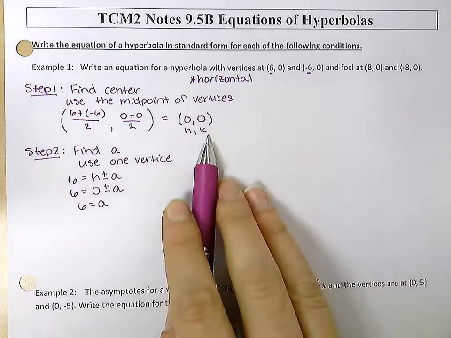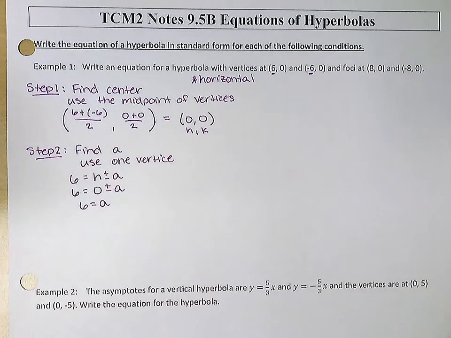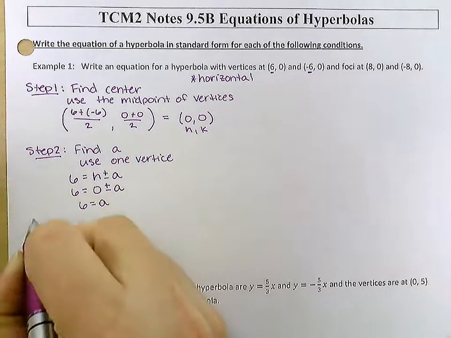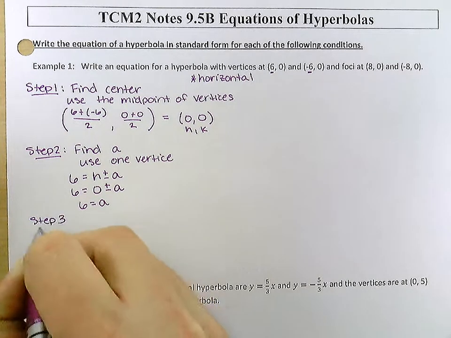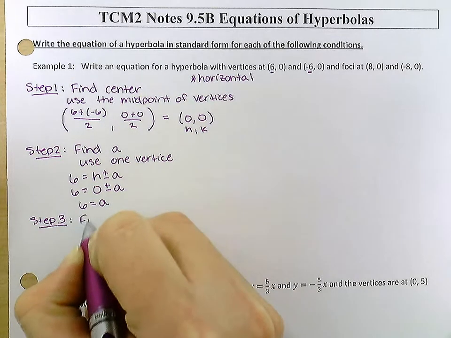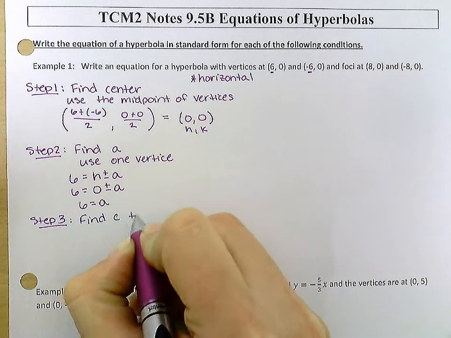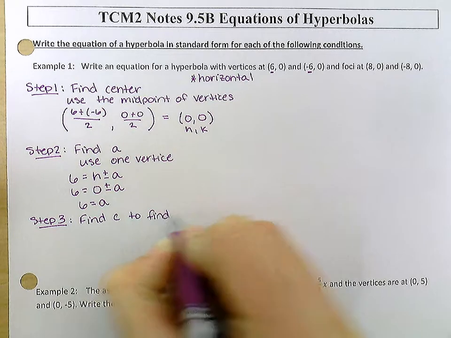Okay, so now I have h, k, and a. Now I need to find b. However, I'm given the foci points, not the co-vertices. So I have to use those foci points to find c in order to find b. So that'll be step 3. We're finding c to find b.